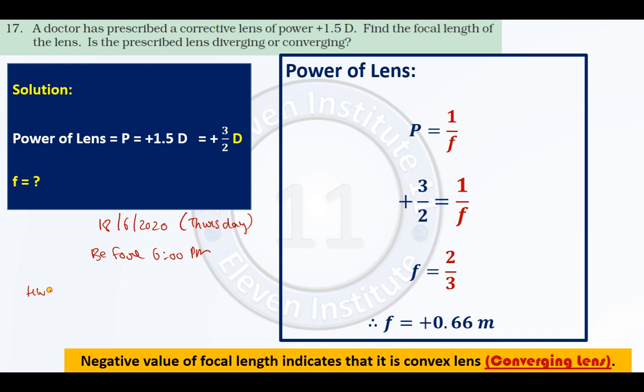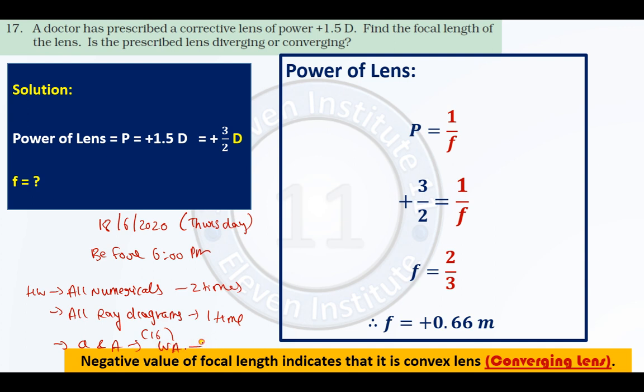What is your homework? All numericals, including examples, everything, two times. All the ray diagrams of lens and mirror both. How many ray diagrams are there? There are in all 16 ray diagrams, that you have to do one time. And apart from that, some questions and answers that I will give you in the WhatsApp group, that also you have to write one time. Before 6 p.m. you have to submit the PDF. This time those students who will not be submitting the PDF will definitely be taken to task.